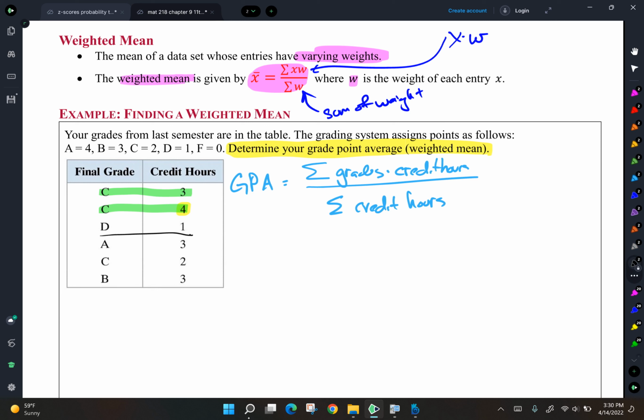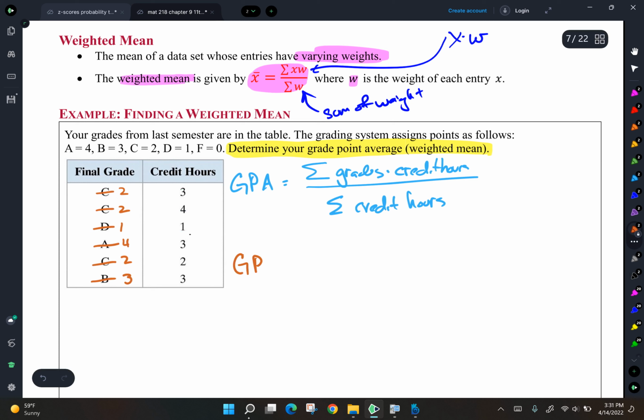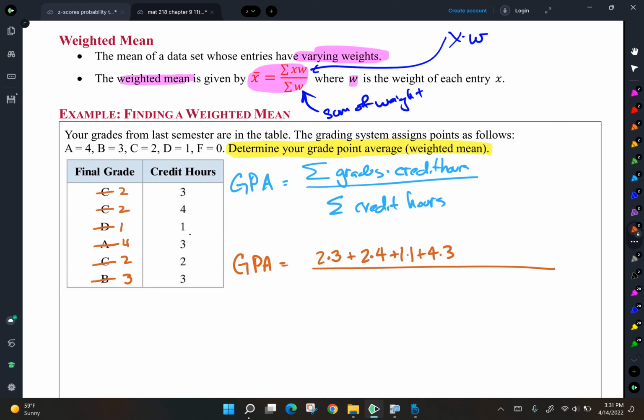So the standard grade point scale would be to give numerical values to these. Like a C is a 2, a C is a 2, a D is a 1, an A is a 4, a C is a 2, and a B is a 3. So then my GPA is going to be that 2 times 3 from that first class, plus the 2 times the 4 from the second class, plus the 1 times the 1 from the third class, plus the 4 times the 3 from that fourth class, that was my A class, plus the 2 times the 2 from the next one, and then finally ending up with 3 times 3.